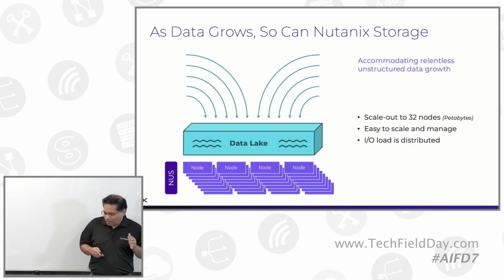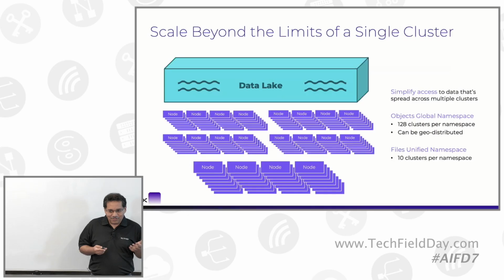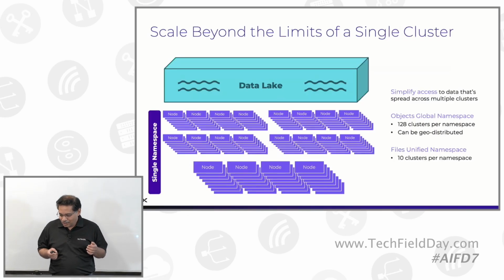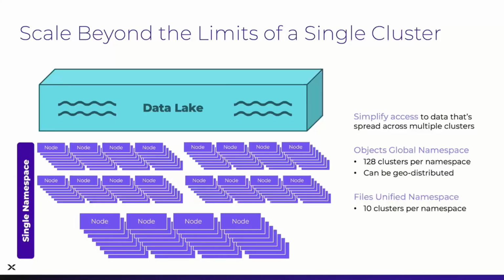And of course, you may want to go beyond the limits of a single cluster. If you were building a very large data lake, you can present a single namespace across multiple of these clusters. In the case of an objects namespace, for example, you can have 128 clusters connected in a single global namespace. And for files, you can go up to 10 clusters in a namespace.